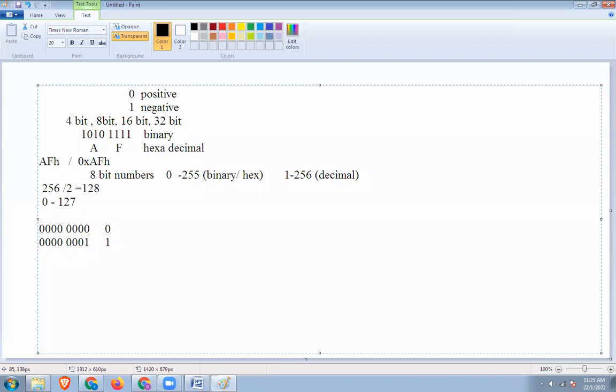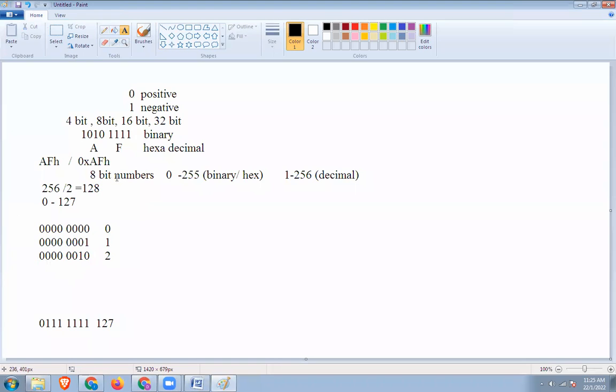Now, if I write 2, I can write it as 00000010, which is equivalent to 2. In the same fashion, my series will end at 127. So I write 127 as 01111111. It is equivalent of 127. Getting everyone?